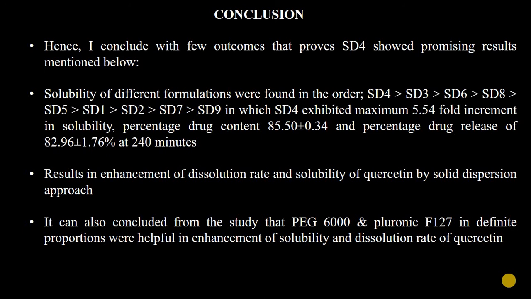It also results in enhancement of dissolution rate and solubility of quercetin by solid dispersion approach. It can also be concluded from this presentation that PEG6000 and Pluronic F127 in definite proportions were helpful in enhancement of solubility and dissolution rate of quercetin.